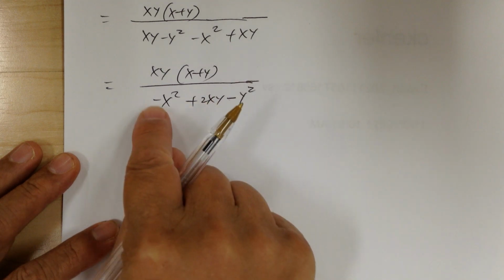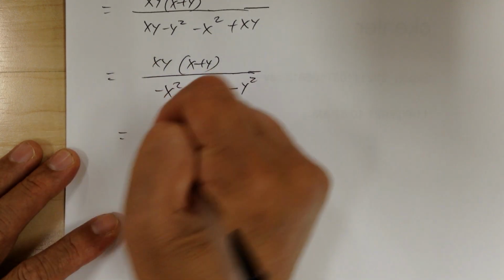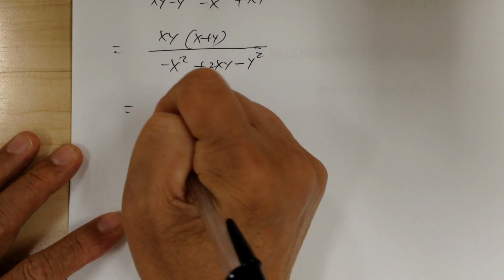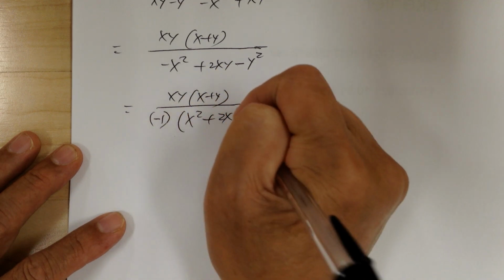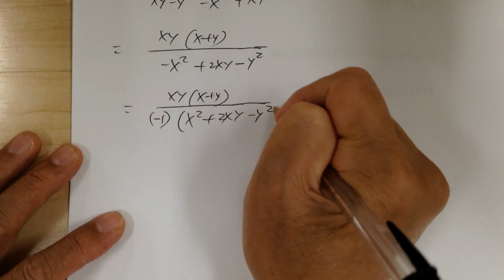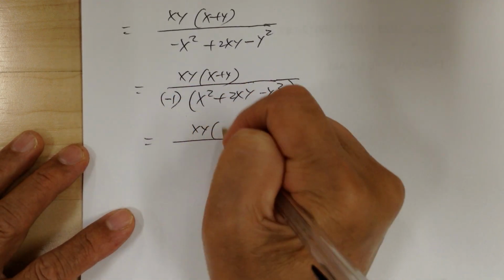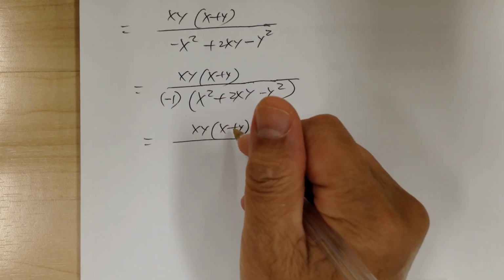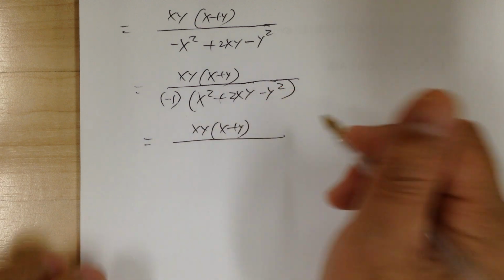To do factoring, since it starts with a negative, you want to get rid of the negative. So you need to factor out the negative 1 first before you do any other factoring. So factoring the negative 1, you get x squared plus 2xy minus y squared. Okay, and then you continue to do your factoring. So don't multiply the top, because you're supposed to factor so you can cancel.